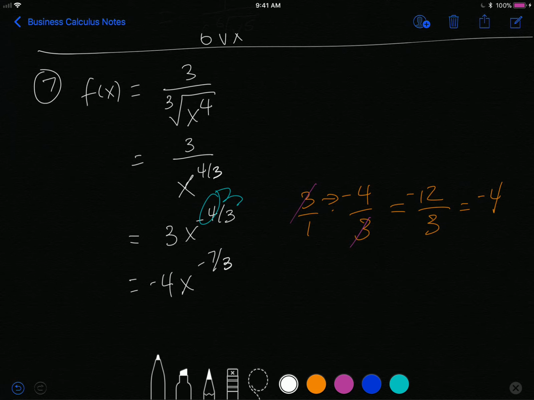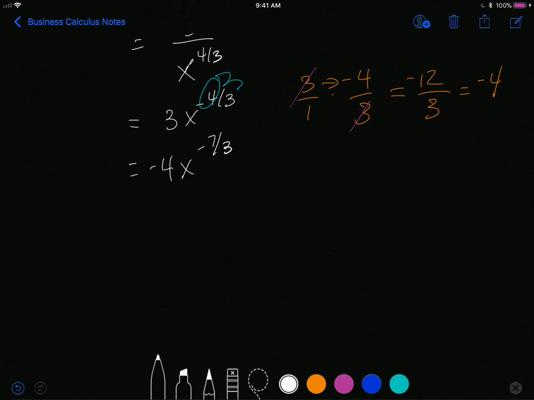And just like before, negative power, you take care of the negative power first. And so you go to the denominator, so negative 4 divided by x to the 7/3. And then you convert that back into a radical: x to the 7th power. And there you have it. That's your answer.